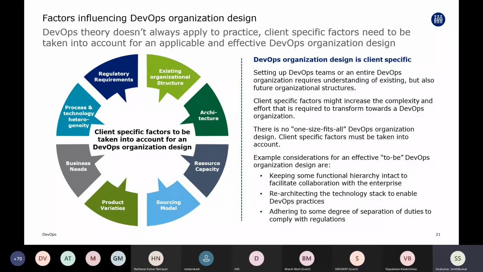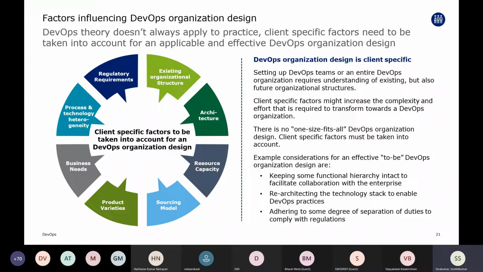The factor influencing DevOps organization design is very theoretical. So the factors mainly come under regulatory requirements, existing organization structure, architecture, resource capacity, source modeling, product varieties, business needs, process and technology heterogeneity. So this is fully focused on client specification factors to be taken into account for DevOps organization design. Now, how will it be projected in real time?